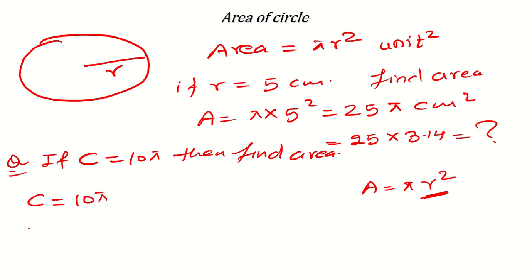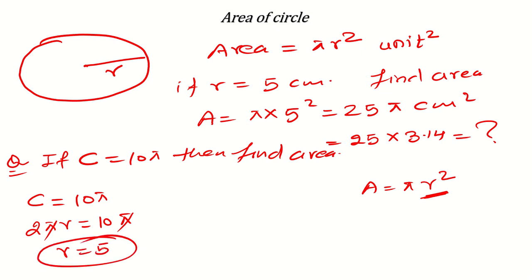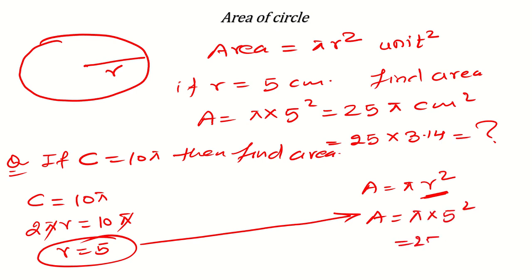Okay, so here circumference is given 10 pi. So what is the formula for circumference? 2 pi r is equal to 10 pi. So pi and pi cancel. 2r is equal to 10. So r will be equal to 5. Now put this value of r here, and you will get area is equal to pi multiplied by 5 square, means you will get 25 pi centimeter square if it is centimeter.